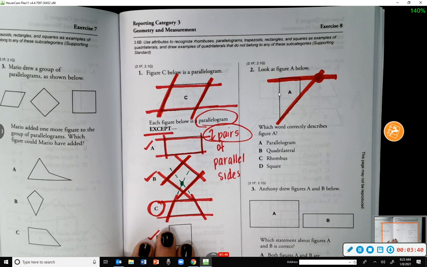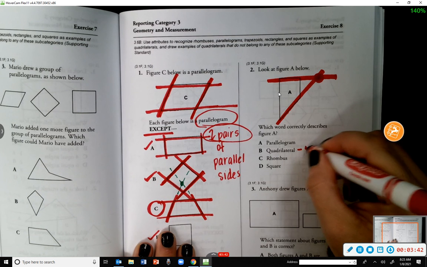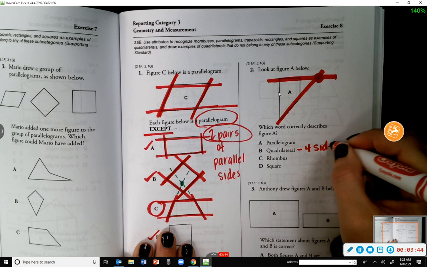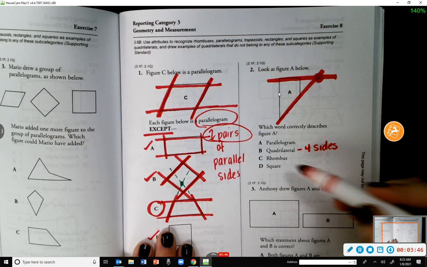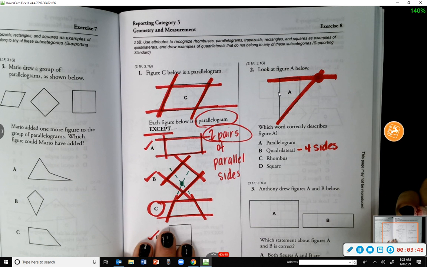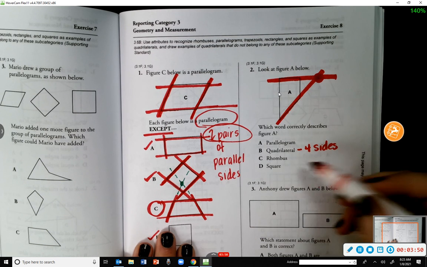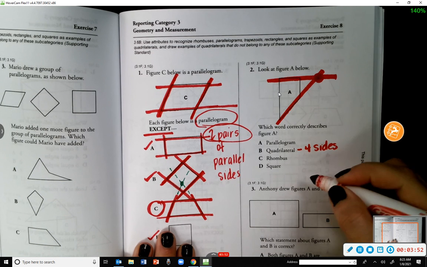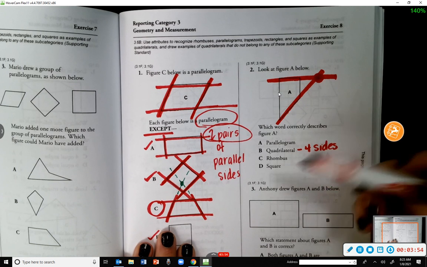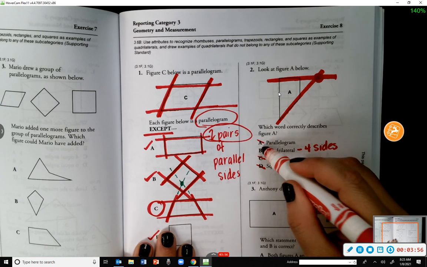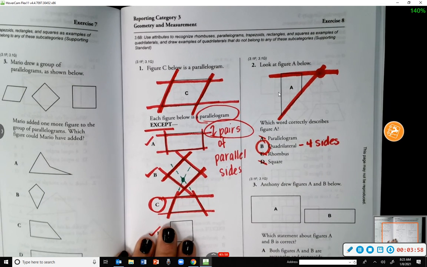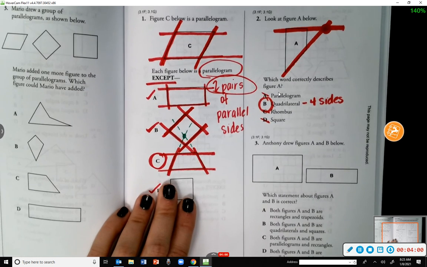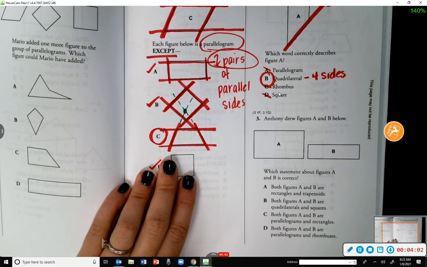A quadrilateral has 4 sides, that's all. It does have 4 sides. Can it be a rhombus? No, a rhombus is the one that kind of looks like a diamond or a slanted square. And we definitely know it's not a square. So B is correct.